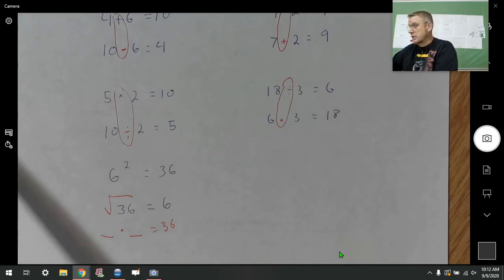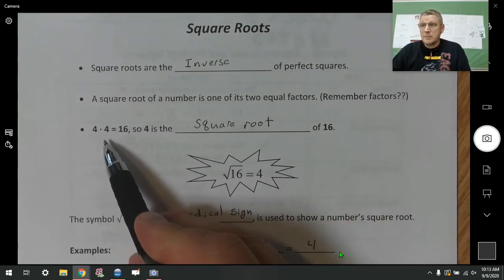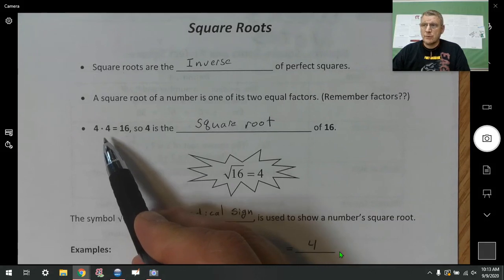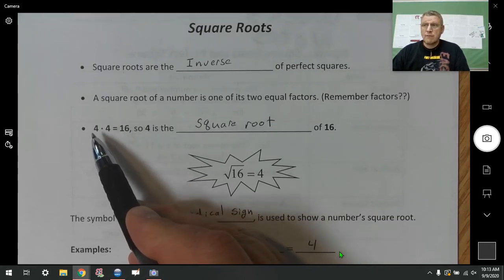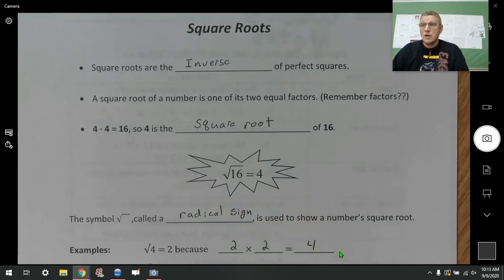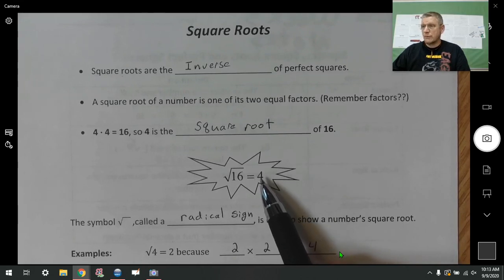So if you look at our notes here, square roots are the inverses of perfect squares. A square root of a number is one of its two equal factors. Remember factors? Factors are the numbers that we multiply to get another number. So in this case, 4 times 4 is 16. So these 4s are our factors. So 4 times 4 equals 16. So 4 is the square root of 16. In other words, the square root of 16 equals 4.